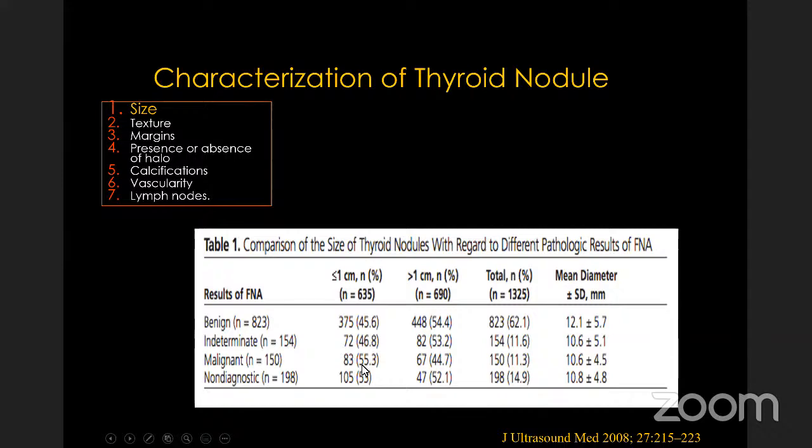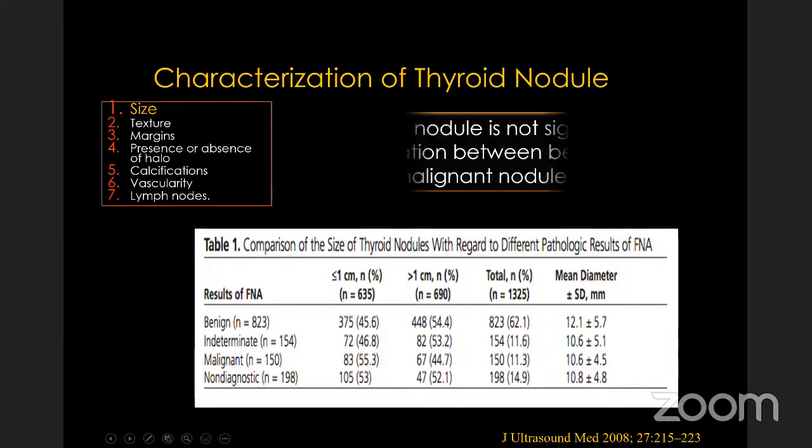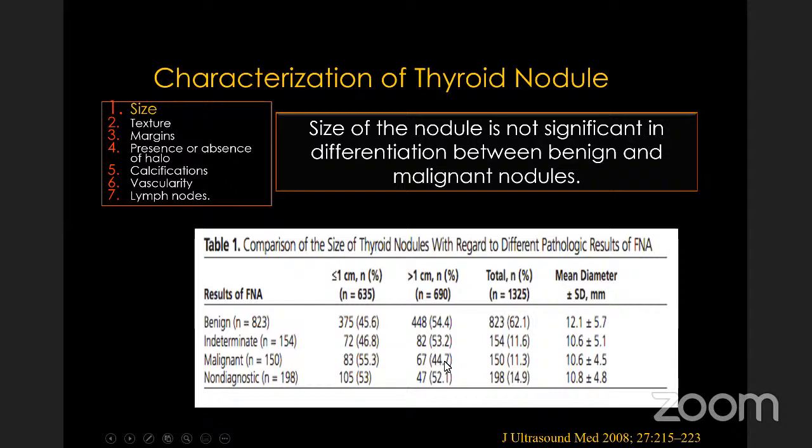The mean diameter of the benign nodule was 1.2 centimeters, and of the malignant nodule 1 centimeter. So we can see the size of the nodule is not significant in differentiation between benign and malignant nodule.